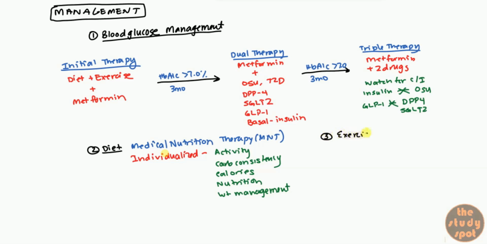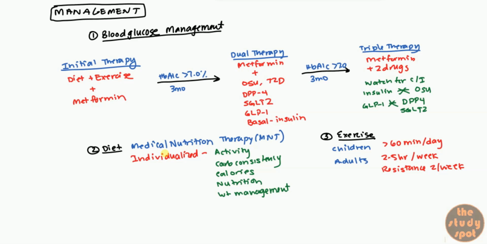Now with exercise, generally you recommend children exercise at least 1 hour a day, whereas adults need to do at least 2.5 hours per week, and you want them to do resistance training at least twice a week, unless they have contraindications or something else that prevents them from doing resistance exercise or exercise in general. Then you want to accommodate as much as possible. So this is your blood glucose management with diet and exercise.